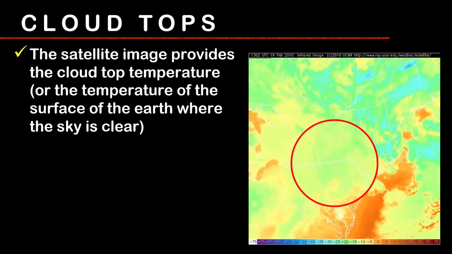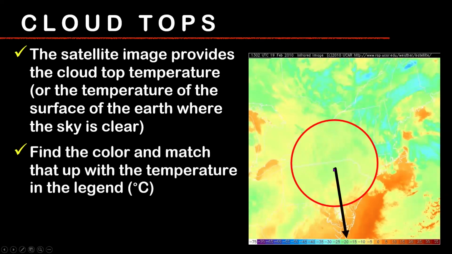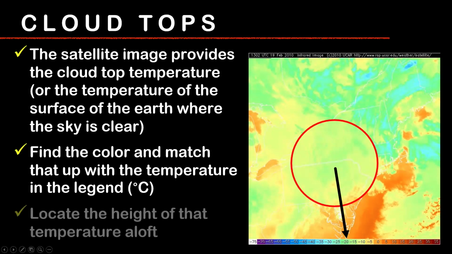So what you would do is look at the satellite image, and the color that you see is the cloud top temperature. It's the temperature of the cloud top, or in some cases, the temperature of the surface of the Earth if there are no clouds there. So you find the color, whatever that happens to be, and you match that up. In this case, I'm looking at this pale green color, -20, and you match that up to the winds aloft forecast for what the height is of that particular temperature, and there's your cloud top.